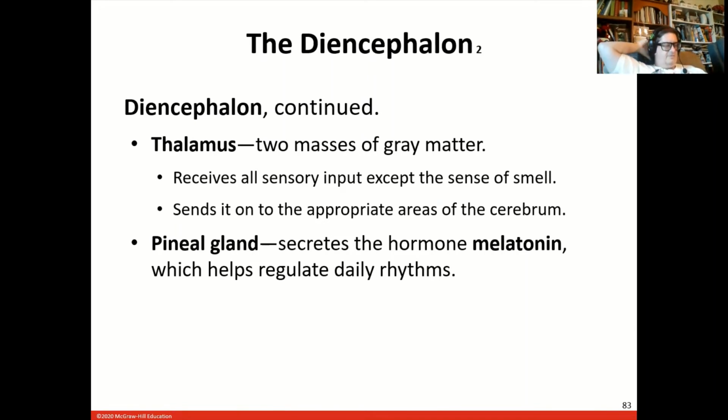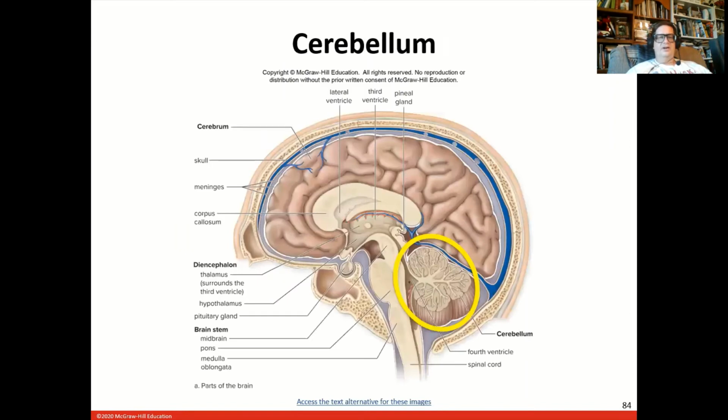Like the optic stuff would be processed back here. The pineal gland makes melatonin, which helps give us our circadian rhythm. All right, so let's move on. We're now going to talk about the cerebellum. It's that little round thing at the back, on each side, right by the brainstem.